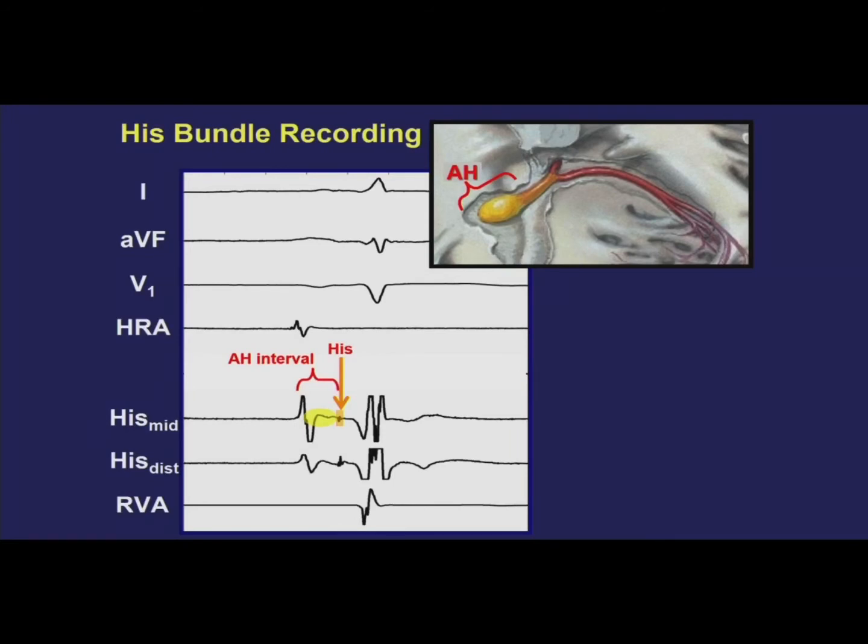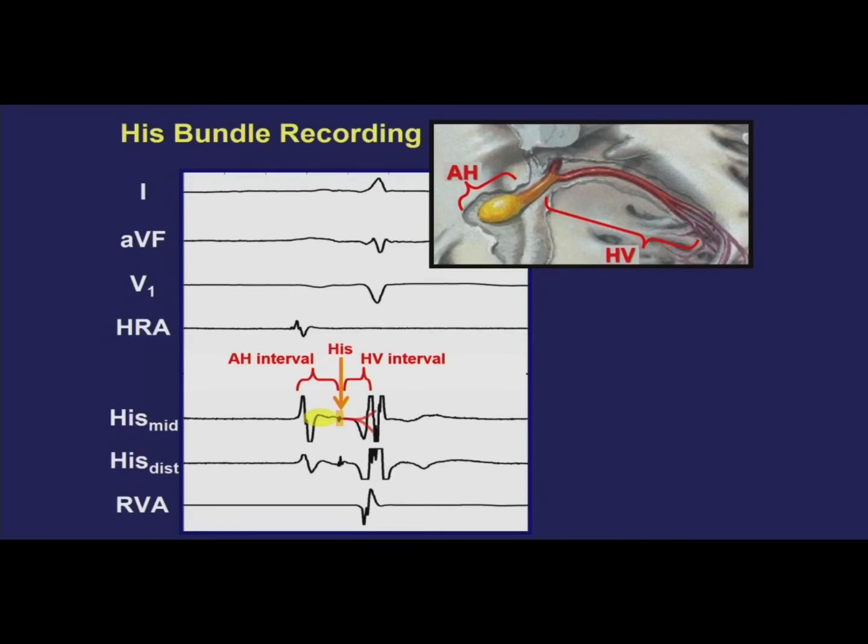How do you measure how long it takes to get down the His-Purkinje system? Well, the start is the His bundle. The end is the start of the surface QRS. And so that's the HV interval. What I should have done is put a vertical caliper here. The right caliper really should be at the very start of the QRS on the surface EKG. Wherever you reach the ventricle first is where the HV interval ends.